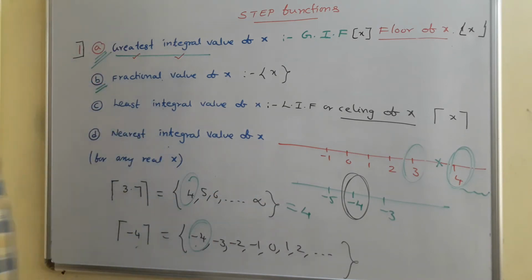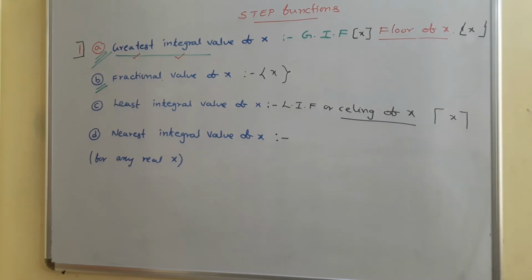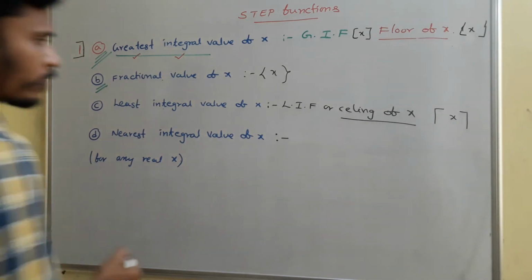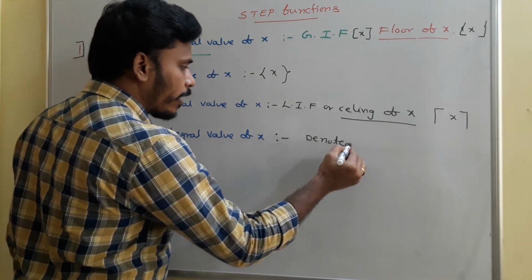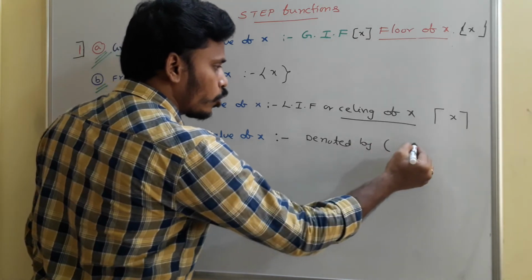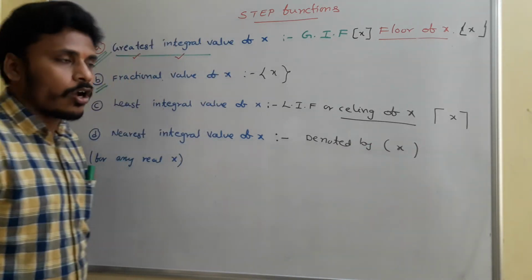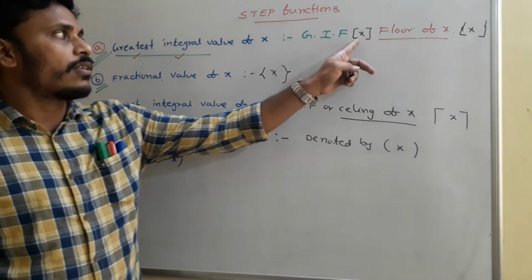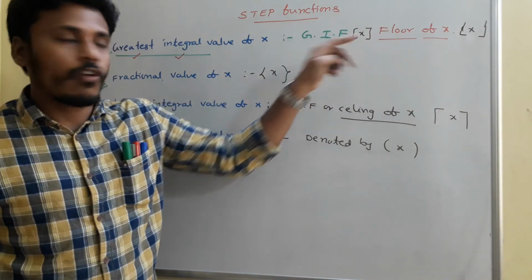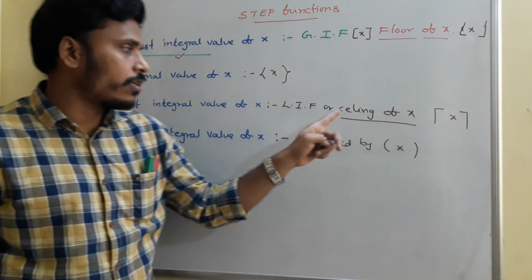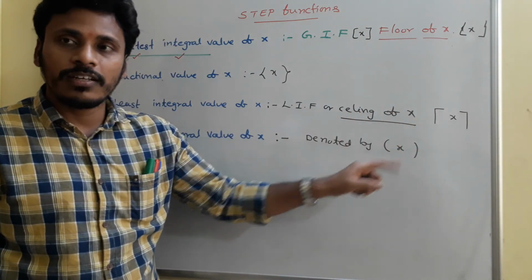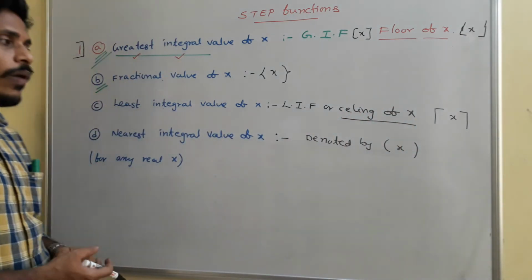Just have a look. On the next one, d, which is the nearest integral value of x, and this nearest integral value of x is just denoted by this usual parenthesis with x. Okay, just observe the definitions. This is floor x or greatest integer of x, and this notation is the fractional value of x, whereas this notation is the ceiling of x, and this notation represents what? Nearest integral value of x.